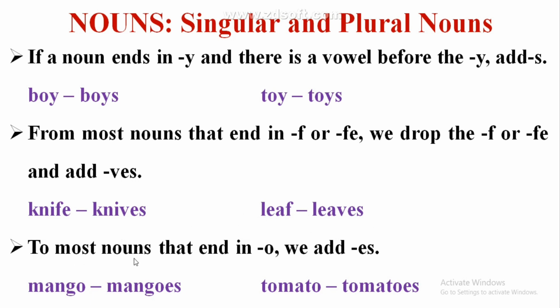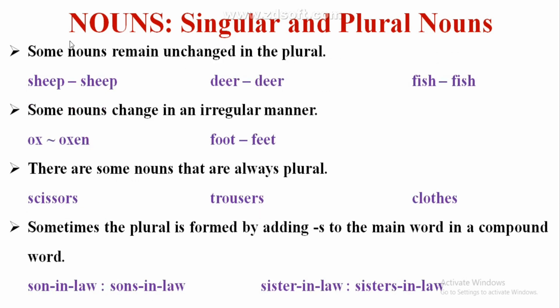To most nouns that end in o, we add es. Example, mango becomes mangoes. Tomato becomes tomatoes. Some nouns remain unchanged in the plural form. Example, sheep, deer, fish. They don't change in the plural form.